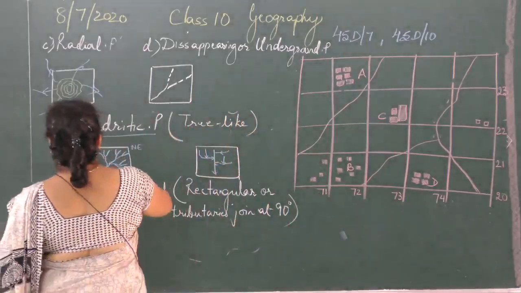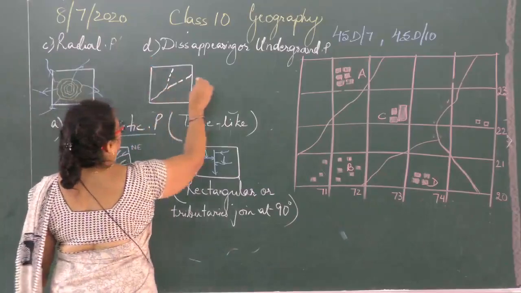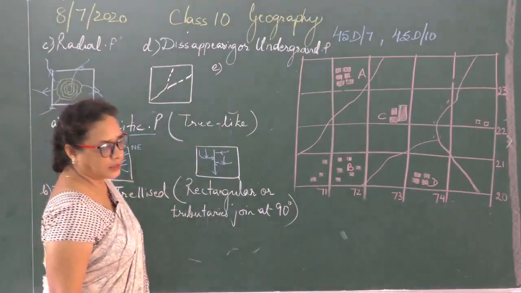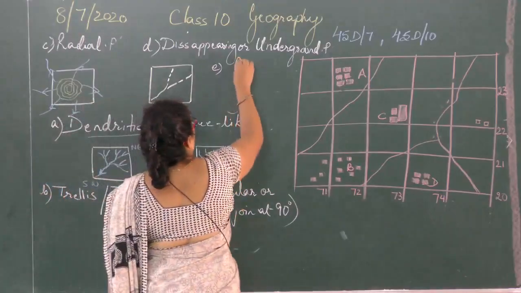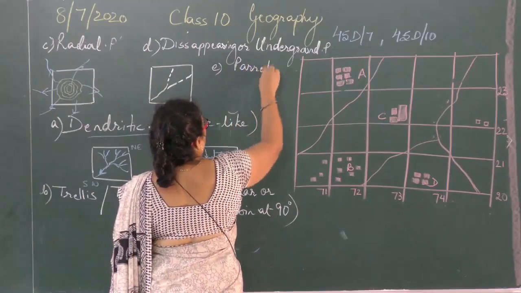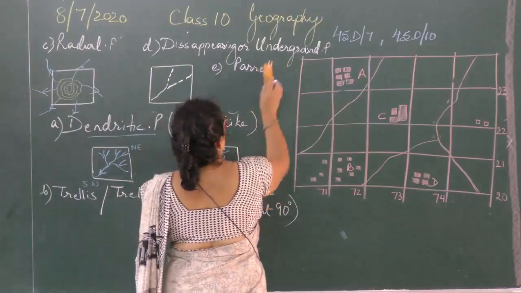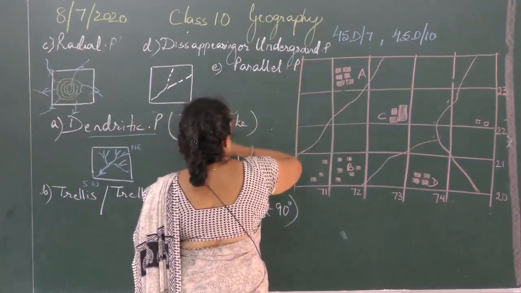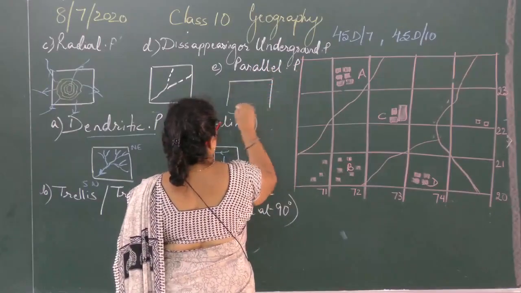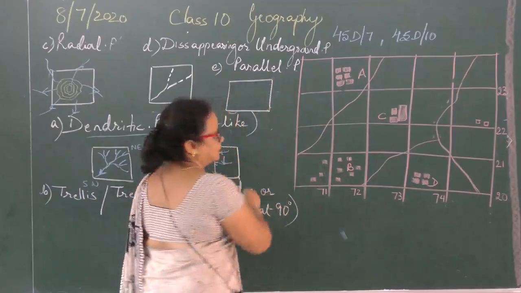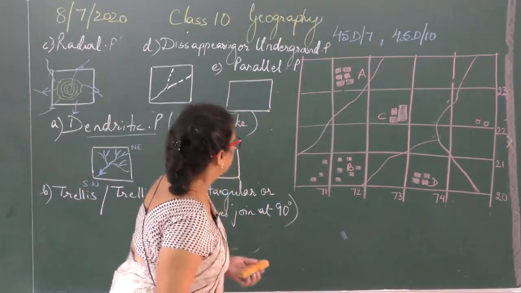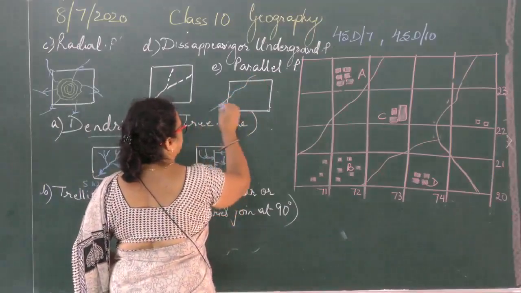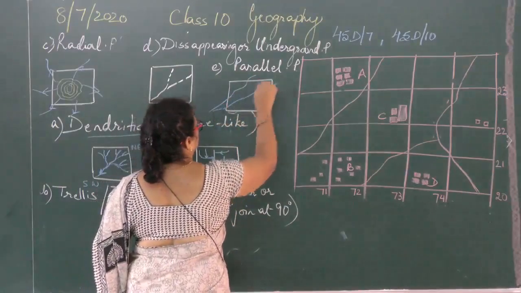One more pattern is there. This was C, this is D and E. Now this has not been mentioned in the book, but please note it down. Parallel drainage or pattern. Small figure I am drawing. Here you will have streams running across the grid. Another grid will be having the main river. They are coming like this.